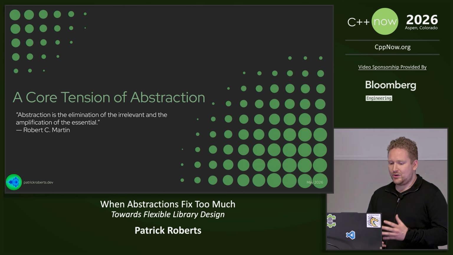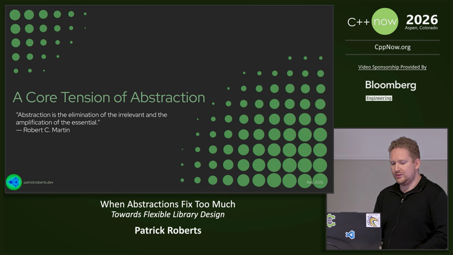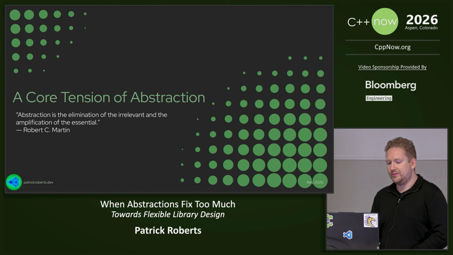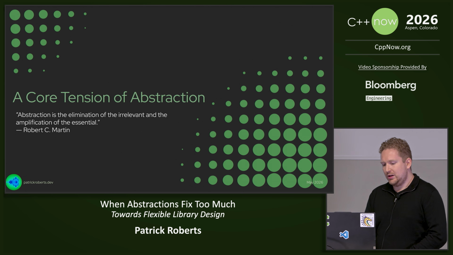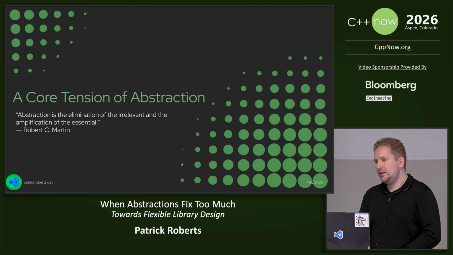So let's start with a core tension of abstraction. Robert Martin defines abstraction as the elimination of the irrelevant and the amplification of the essential. So I want to talk about contextually what irrelevant means. You want to lift your level of expression to what it is you're trying to express in your logic.